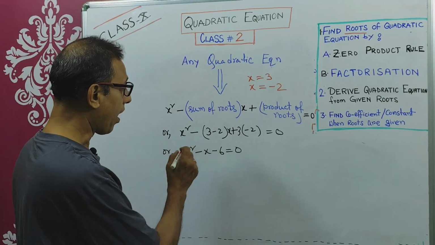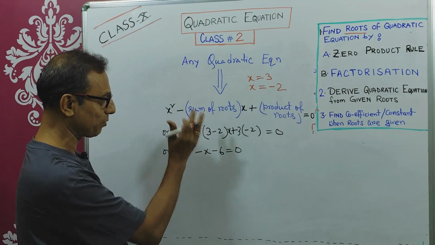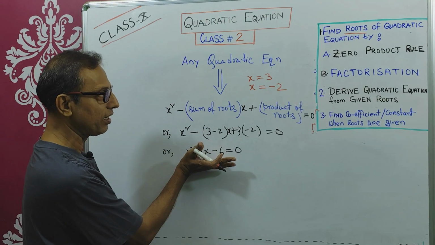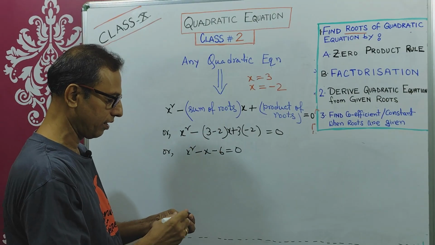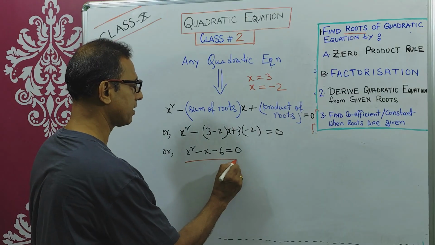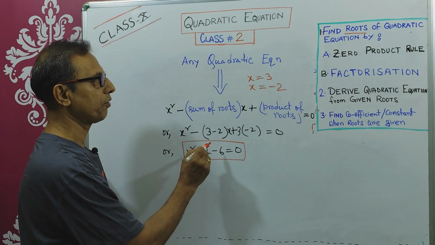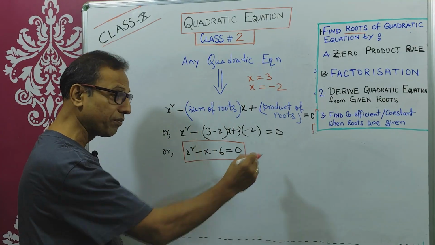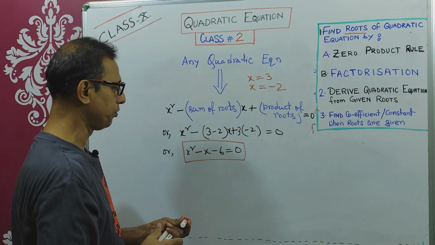So now let's say we go the reverse way. The quadratic equation is given, you need to find the roots. Then you will understand how the sum of roots part is working. x square minus x minus 6 equals to 0. This is the formulated quadratic equation when the roots are given. Now the reverse way: the quadratic equation is given, you need to find the roots. So what will you do?